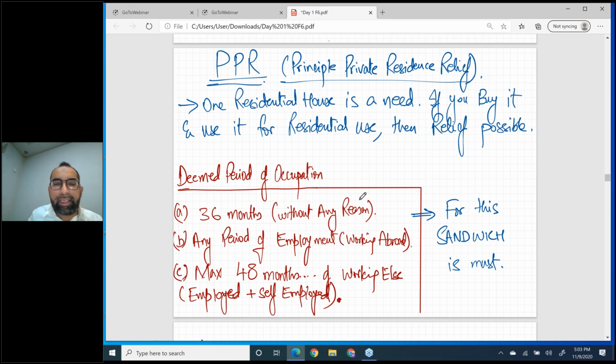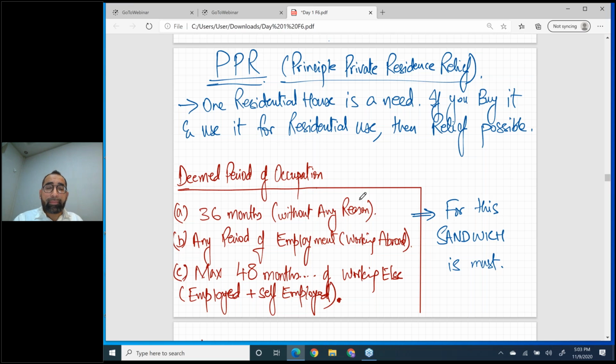The first thing is A, 36 months without any reason. First relief: 36 months you can go anywhere without any reason and you will get exemption. Even the tax commissioner won't ask a question from you. B is any period, an unlimited time period of employment working abroad. If you are going abroad for a job, no matter if you go for 10 years, still you will get the relief.